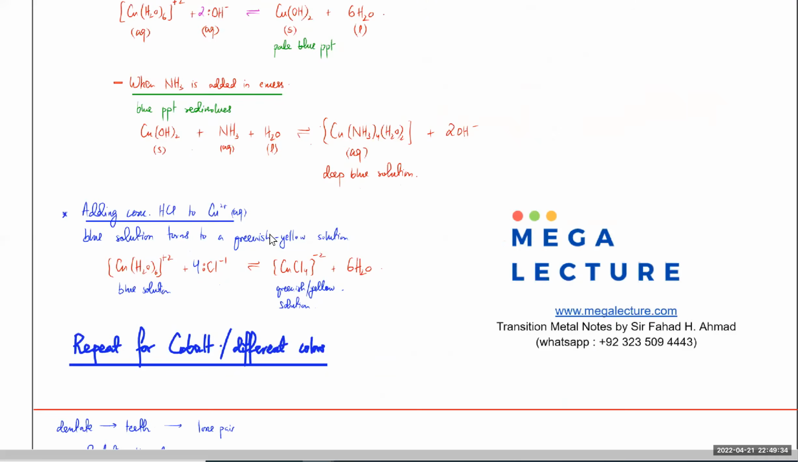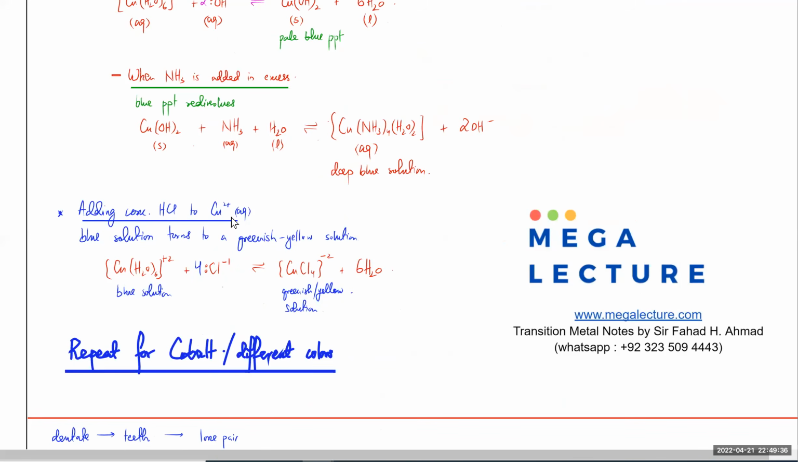Like what would happen if you add concentrated HCl to Co2+ aqueous? They're going to ask you to explain that. So you can explain that for copper. You can also do the same thing for cobalt as well, except that the colors would be different. The equation would still be exactly the same. Repeat for cobalt, just different colors.